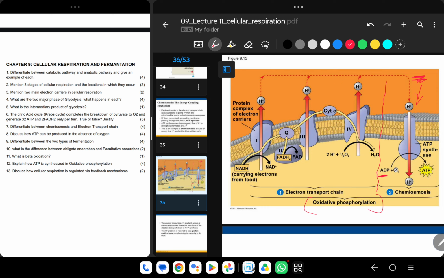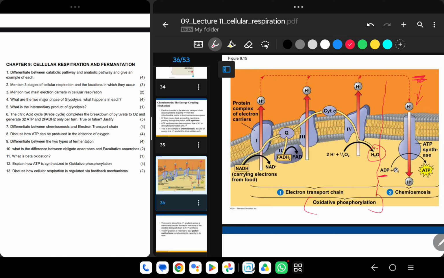So that's how chemiosmosis and the electron transport chain differ. In the electron transport chain, you have NADH and FADH2, and they transport their electrons through the help of the proteins, which are the cytochromes. At the end, there will be formation of this H2O of ours here. So that is all about the electron transport chain and chemiosmosis.